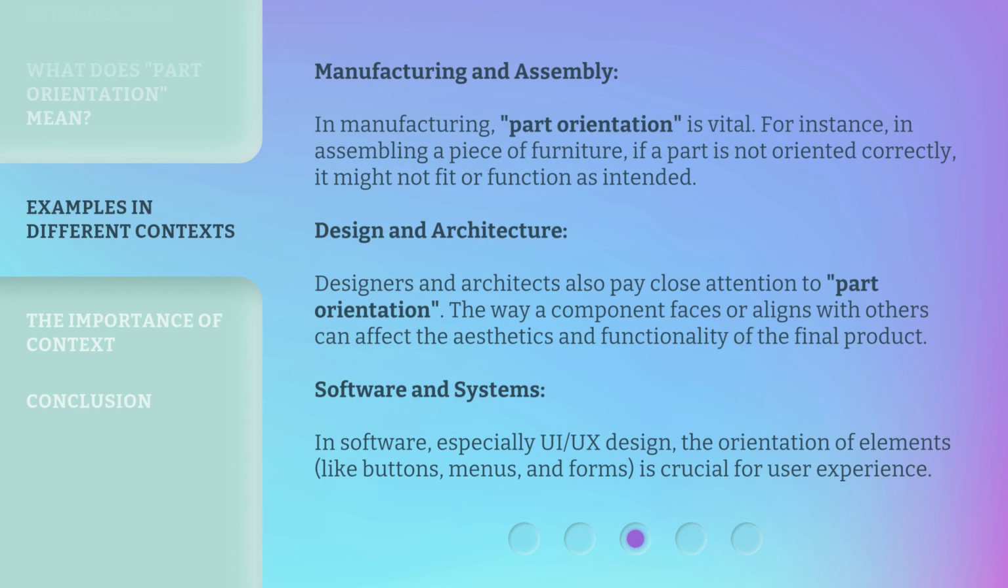Manufacturing and assembly. In manufacturing, part orientation is vital. For instance, in assembling a piece of furniture, if a part is not oriented correctly, it might not fit or function as intended.